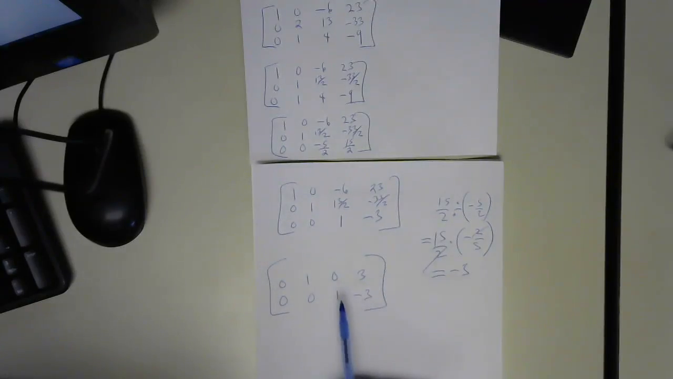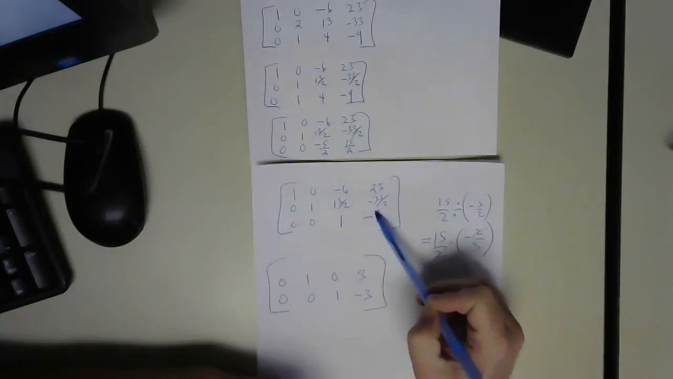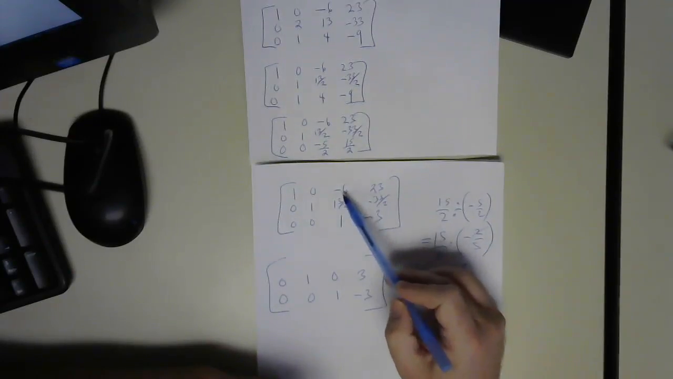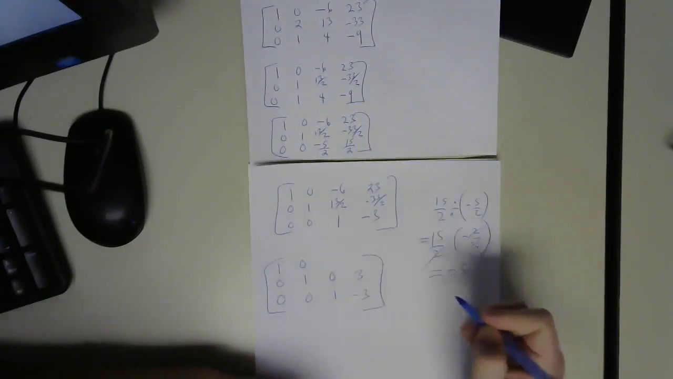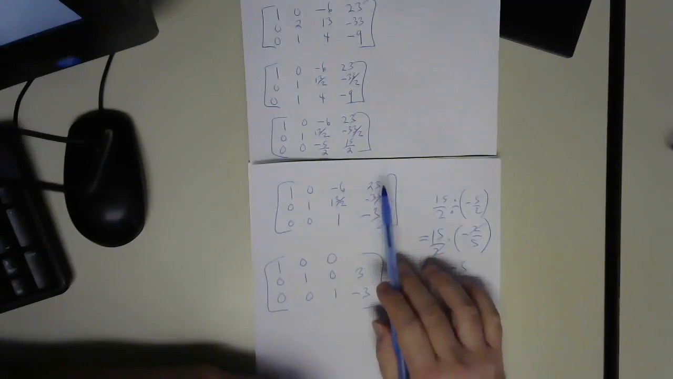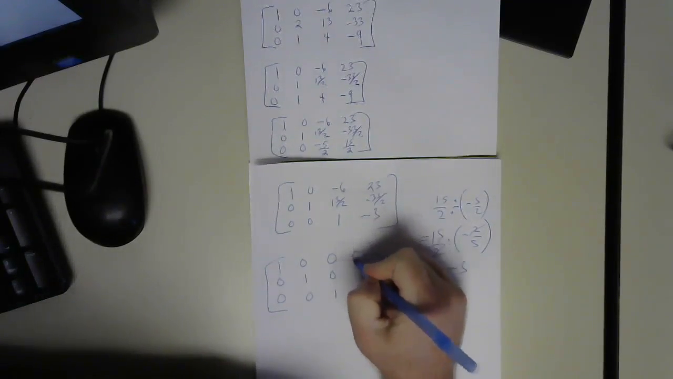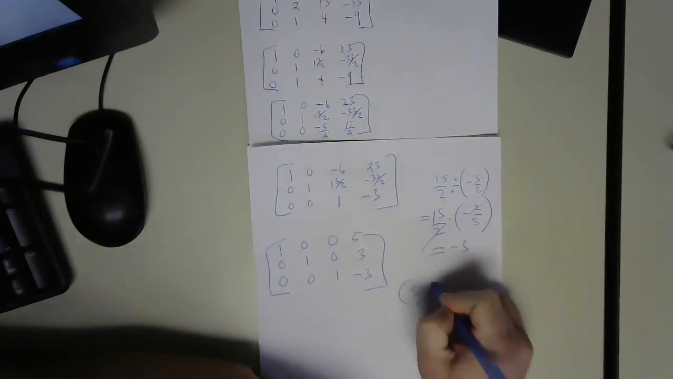And what's the last thing we need to do? I need to change this to a 0. So I'm going to say 6 times the third row plus the first row. That'll change that to a 0. But it won't change the first two elements. Change that to a 0. But now I've got to say 6 times this plus that. So it looks like that'd be negative 18 plus 23, which is 5. So it sure looks like the solution is 5, 3, negative 3.